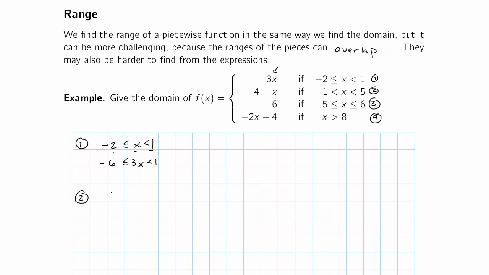On the next piece, x is between 1 and 5. And we want to get to 4 minus x. So to have 4 minus x, we need our x to be negative. So I'm going to multiply each of these expressions by a -1. Remember, whenever I have an inequality, if I multiply or divide by something negative, I also need to reverse the direction of the inequality.